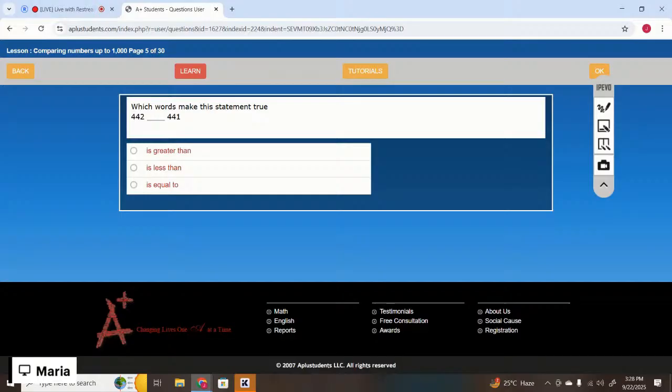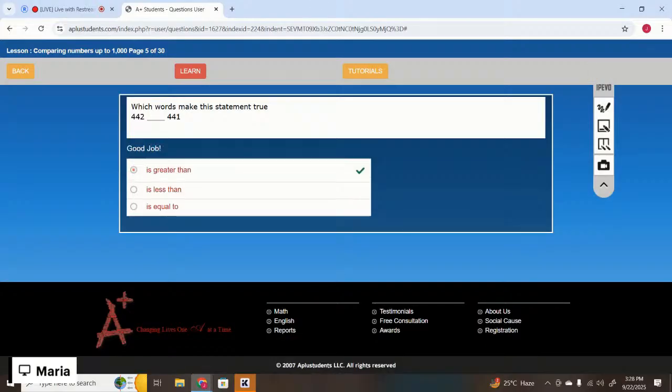Which words make the statement true? 442 is greater than 441. Option number 1 is the correct option.